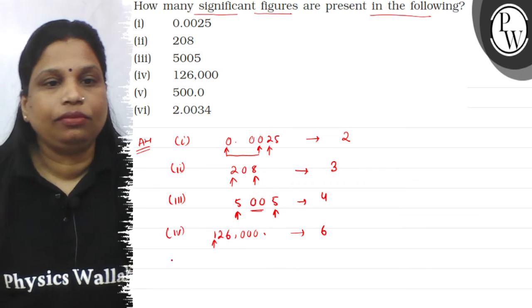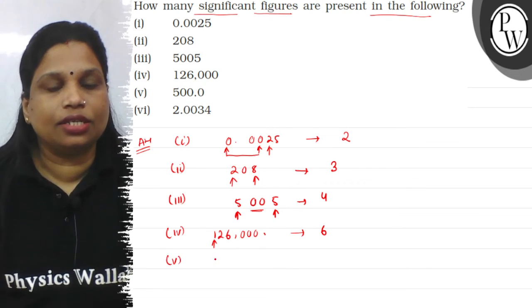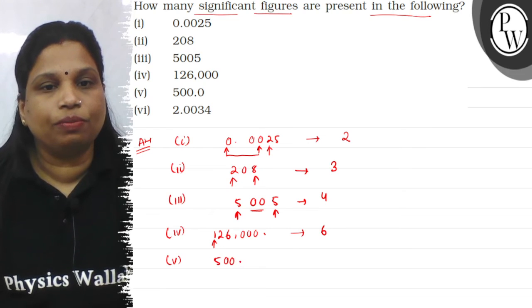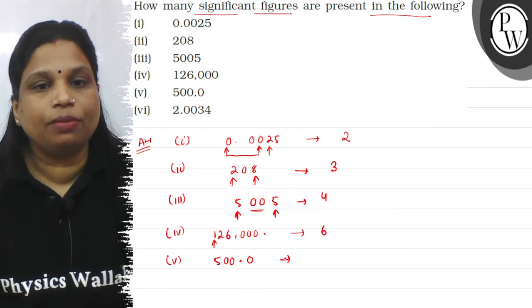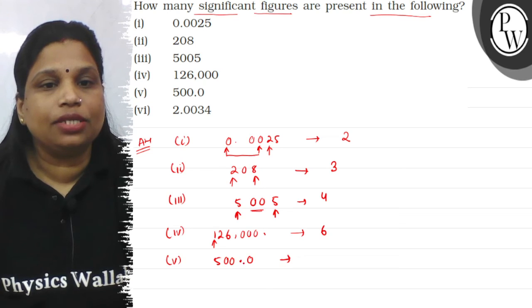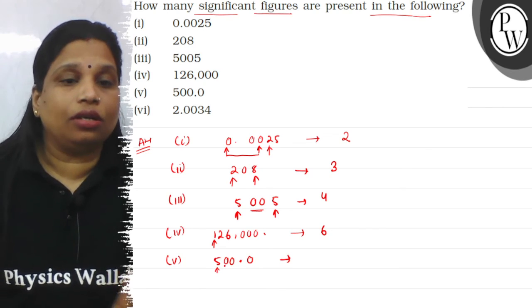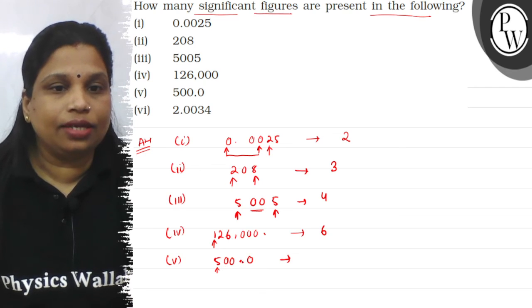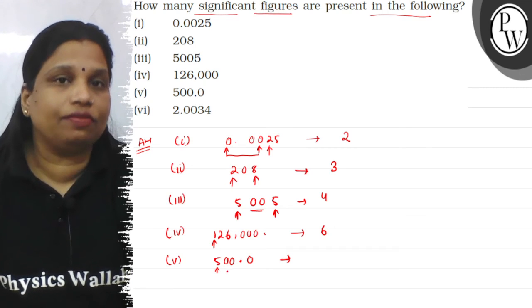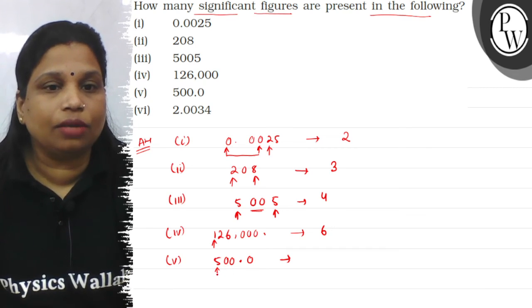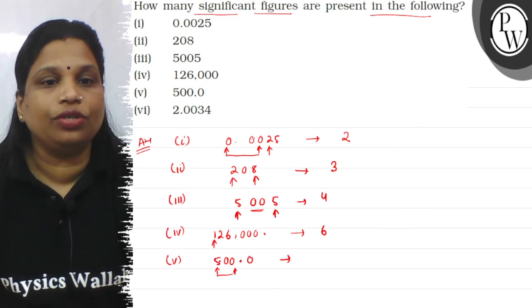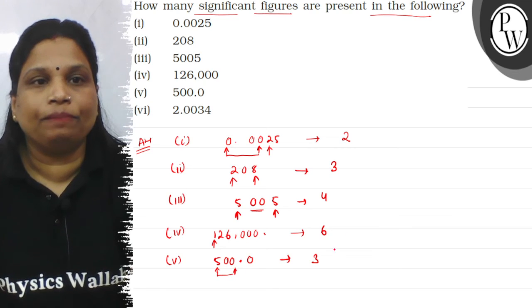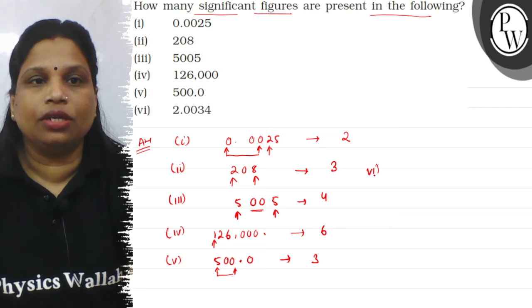In the fifth case it is 500.0. As I just told you, here before the decimal and in between the first non-zero digit and the decimal, zero is a significant value, and therefore here the number of significant figures is 1, 2 and 3.